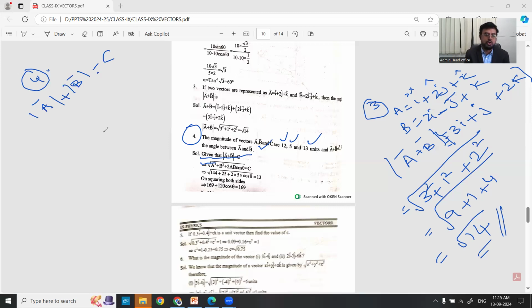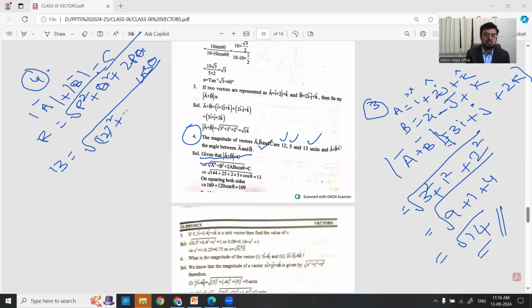So you know the formula. The resultant is equal to the square root of P square plus Q square plus 2PQ cos theta. Here R is given, the resultant is 13. So 13 is equal to the square root of 12 square plus 5 square plus 2 into 12 into 5 cos theta. We want to calculate theta here.